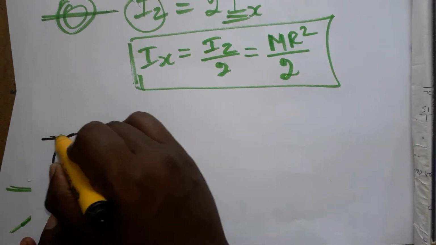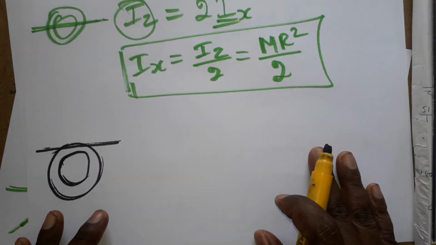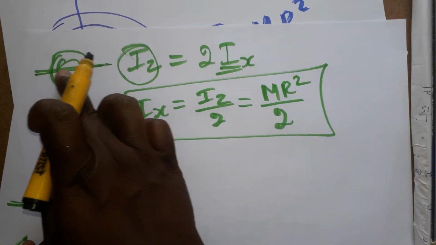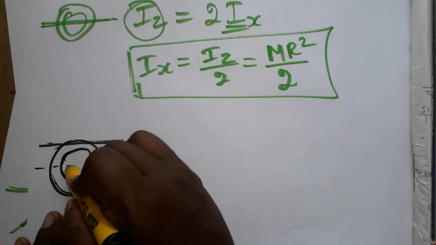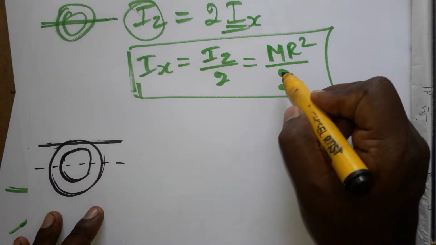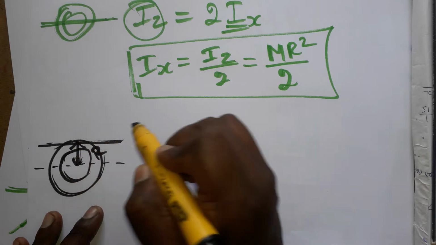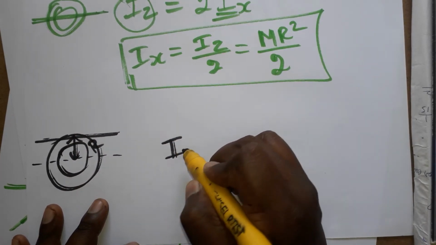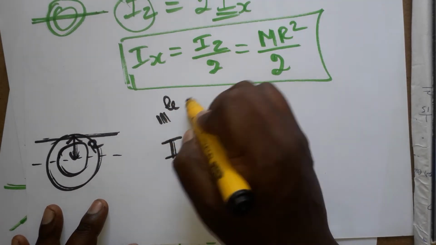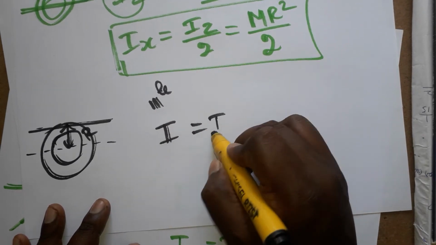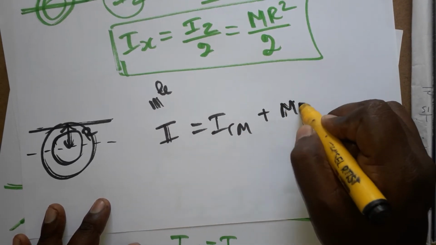So at this point, what is the inertia? Already we know, for the axis at this point when it is rotating, the inertia is mr square divided by 2. The distance between these two is r. Now the inertia, I am using the parallel axis theorem: inertia is equal to inertia at center of mass plus mx square.